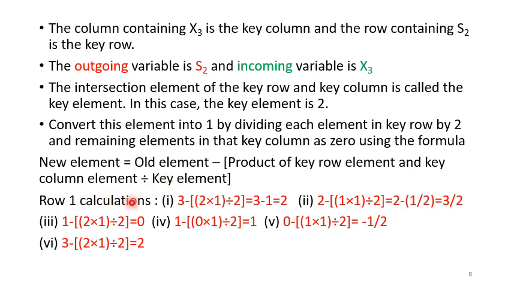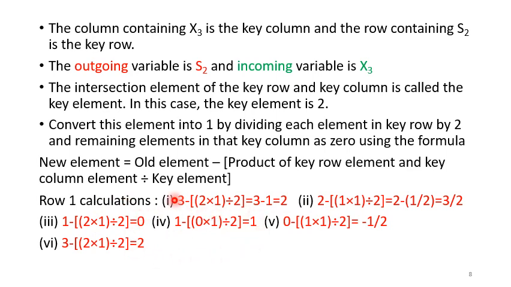Now row 1 calculations. In the first row, the new element will be the old element, which was 3, minus the product of the key row element and the key column element, which were 2 and 1, divided by the pivot element 2. So 3 minus 2 divided by 2 will be 3 minus 1, which is equal to 2. So these values can now be entered into the new table.